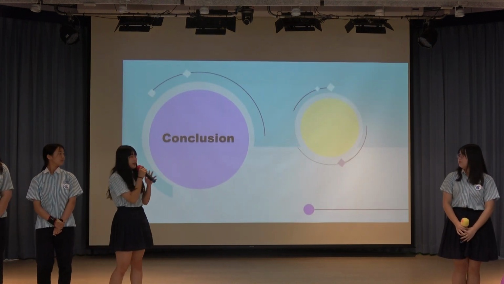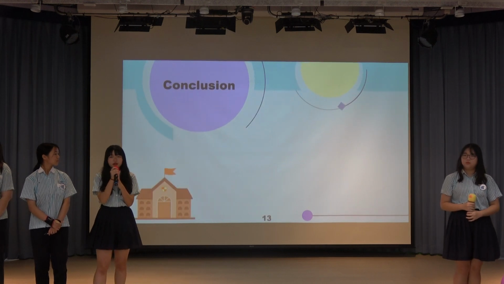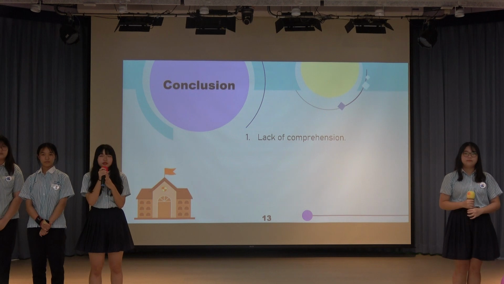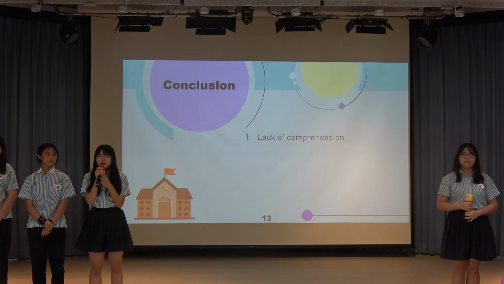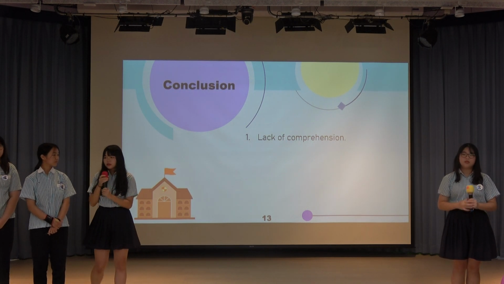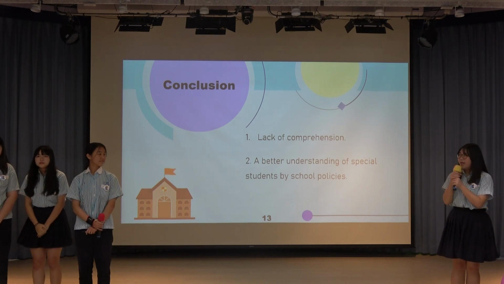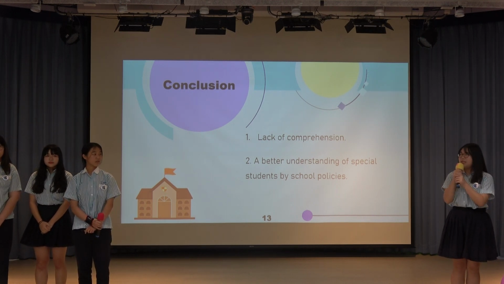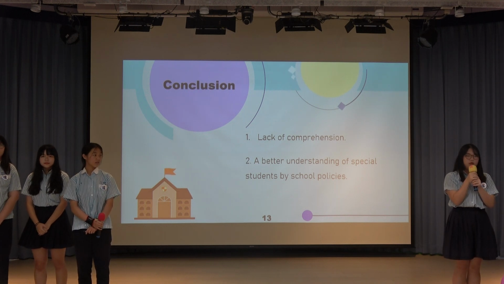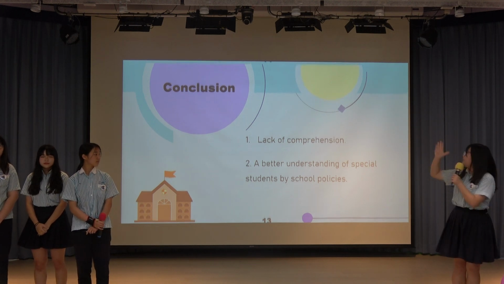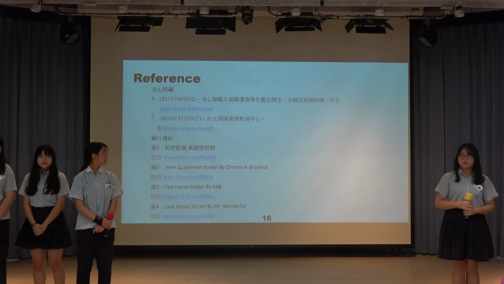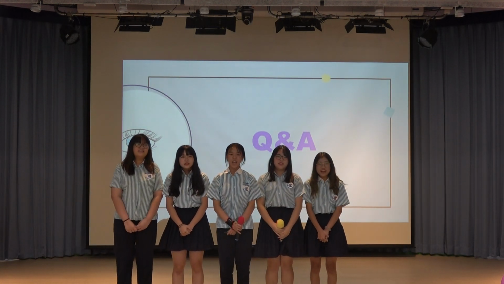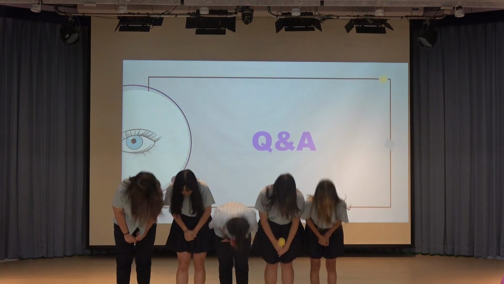Finally, the conclusion. According to the survey, we found the following points. First, most students don't take the initiative to interact with special students because of their lack of comprehension. Second, schools can create a friendly environment for special students and reduce misunderstanding for them. If you want to know more about our subject, this is the reference. That's all for our presentation. Thank you.